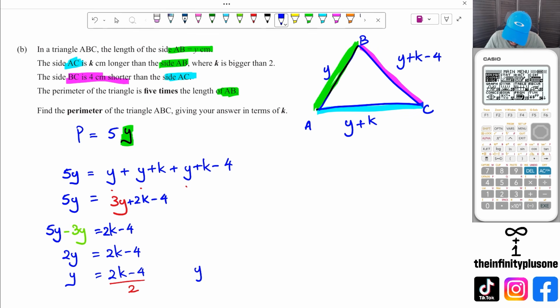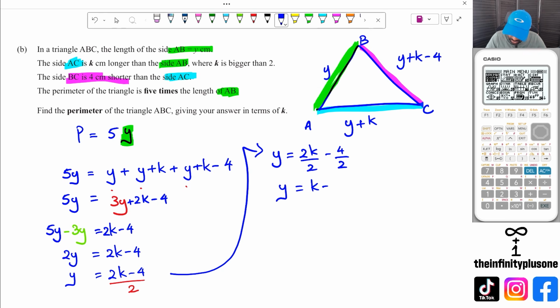So this can be written as y is equal to, let me just do this one extra step. So y is equal to 2k over 2 minus 4 over 2, and then y is equal to k minus 2. Now, the reason why I did y in terms of k is because if you look at the original question here, the question's asking for the perimeter of the triangle and to give your answers in terms of k.